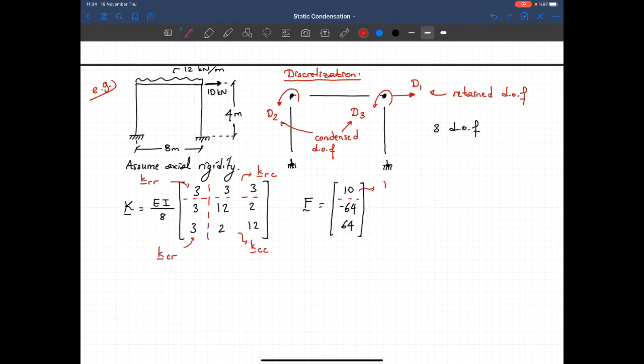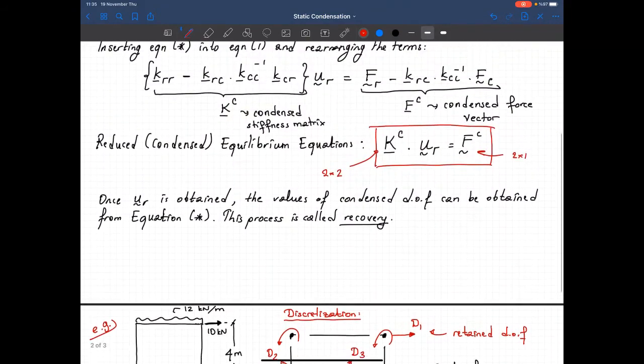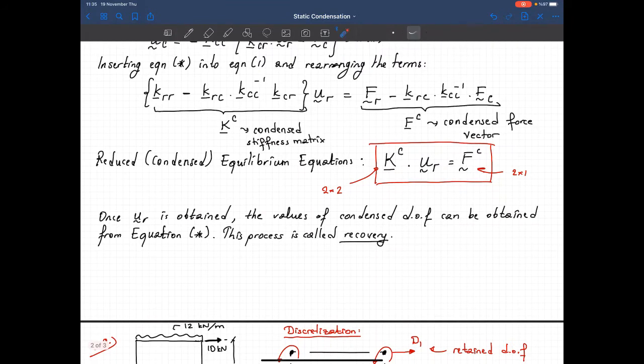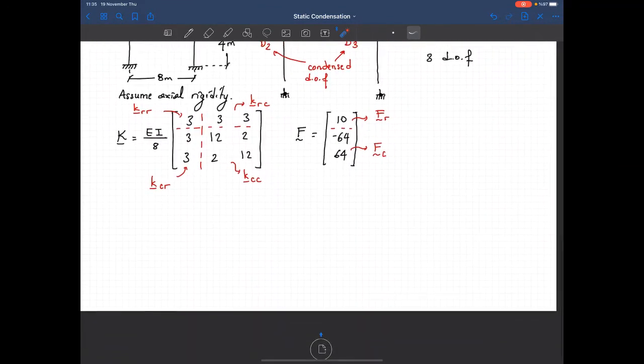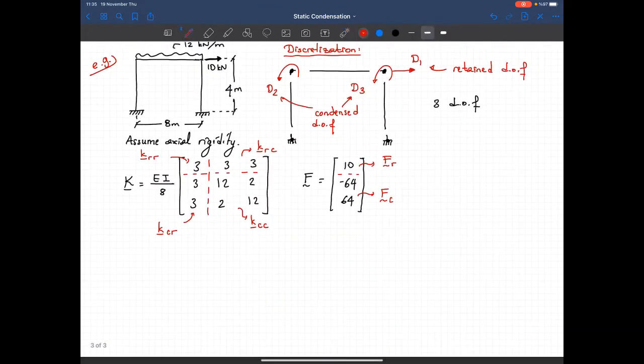This one is FR and this one is FC. Okay. Now let's take a look at this equation one more time. This will give me my new stiffness matrix and I have to calculate Kcc inverse. So let's write it down.